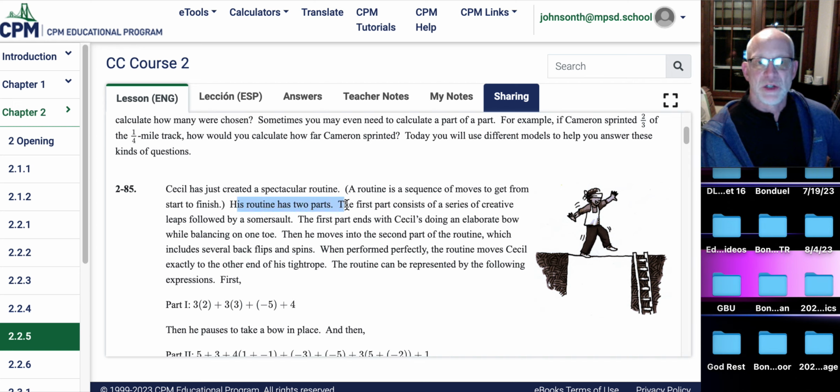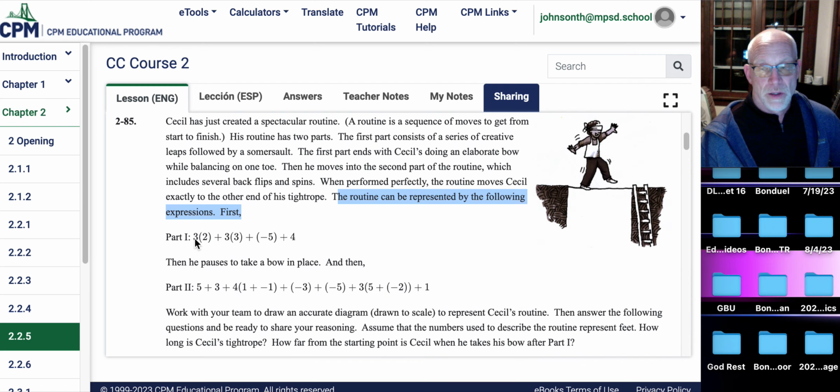His routine has 2 parts. The first part consists of a series of created leaps followed by a somersault. The first part ends with Cecil's doing an elaborate bow while balancing on one toe, and then he moves into the second part of the routine, which includes several back flips and spins. And when performed perfectly, the routine moves Cecil exactly to the other end of the tightrope. The routine can be represented by the following expressions.